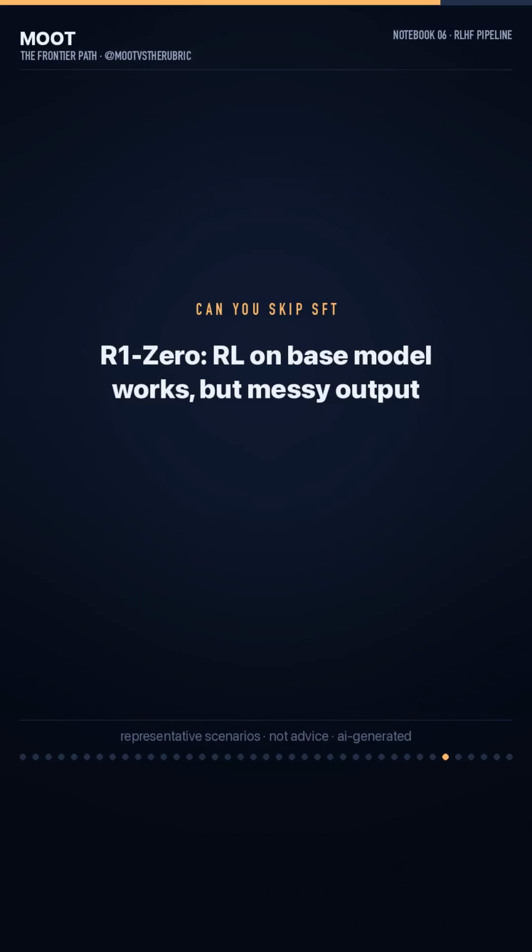Could you skip supervised fine-tuning entirely? Yes, and DeepSeek showed it. Their R1-Zero model applied reinforcement learning directly to a base model, and reasoning genuinely emerged. Chain of thought appeared on its own. But the outputs had formatting problems, language mixing, and readability issues. The version trained with supervised fine-tuning first was much cleaner on every front. The lesson: supervised fine-tuning teaches the format of a good response, and reinforcement learning then optimizes within that format. Without it, reinforcement learning has to discover both format and content at once, which is harder.